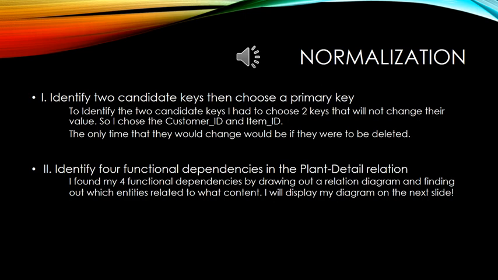To identify the two candidate keys and then choose a primary key, I identified them by choosing the two keys that will not change their value. So the two keys that I chose for this would be customer ID and item ID, as the only time that they would change would be if they were to be deleted.